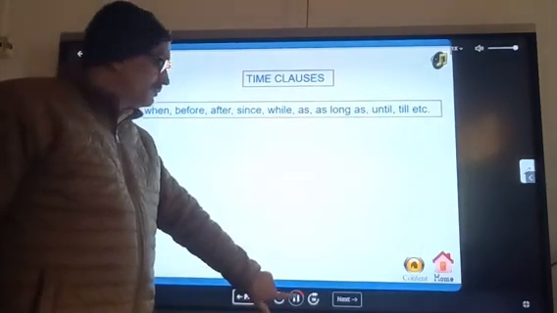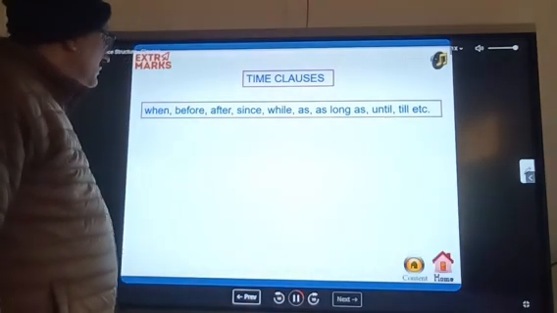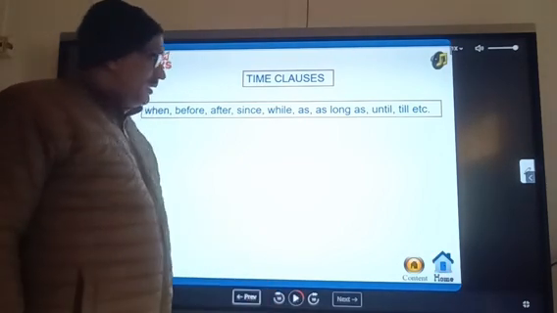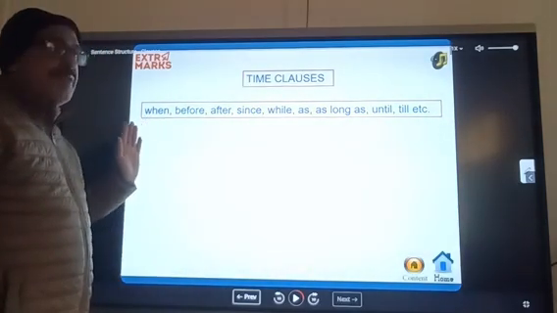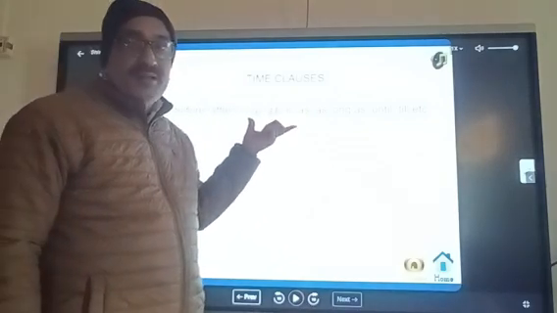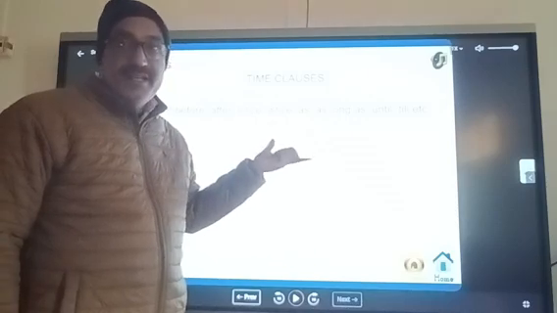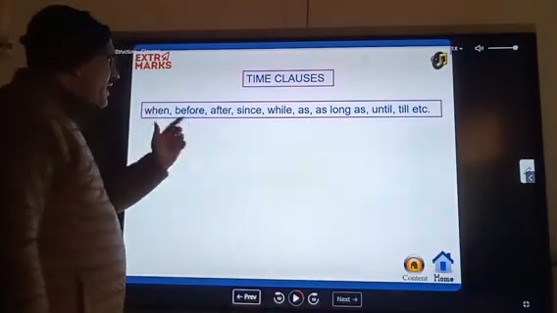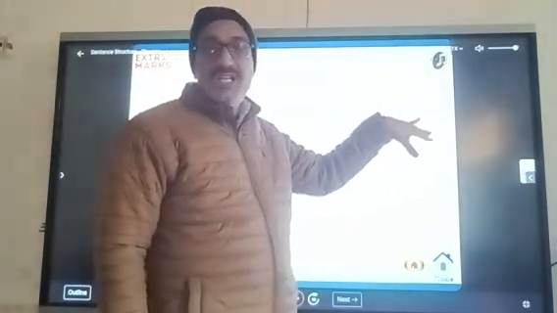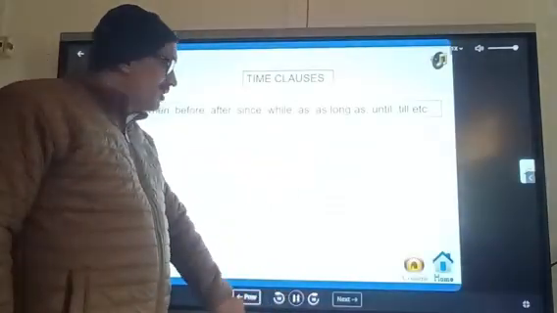Time clauses: when, before, after, since, while, as long as, until, till, etc. This is the time clause. Time clause means this type of conjunction, when joined to a sentence, makes a time clause. They make a time clause because they are talking of time. They indicate time, like the words when, before, after, since, while, as long as, until, till, etc. They tell about time and are known as the time clause.